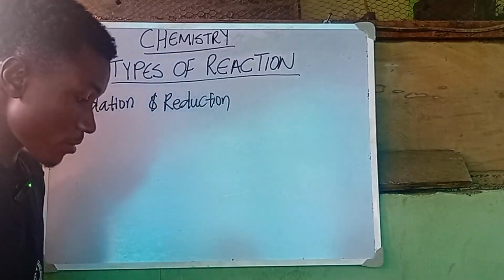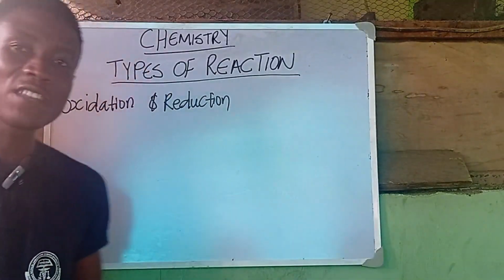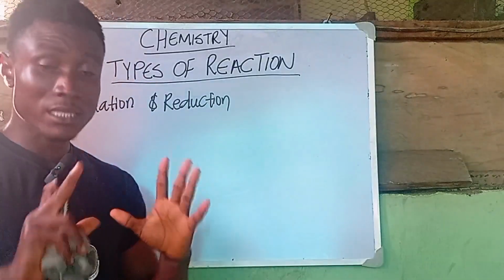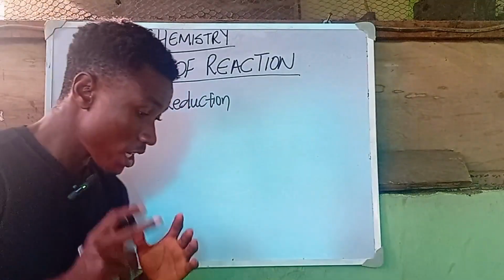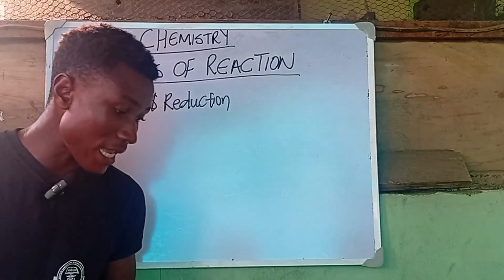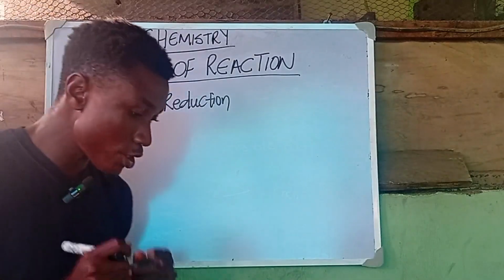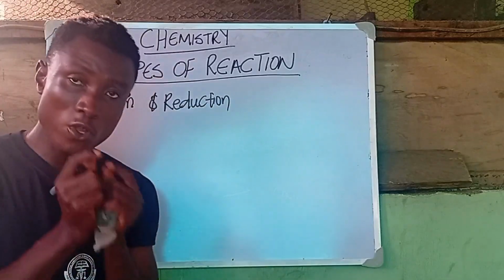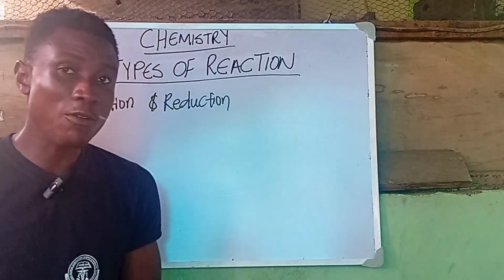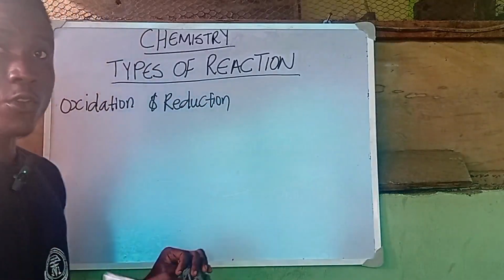This particular type of reaction has a lot of definitions, but the one that we are focusing on right now is based on electron transfer. But to make it very simplified, we can say oxidation is the addition of oxygen, and reduction can be seen as the removal of oxygen. It is very important you understand this.